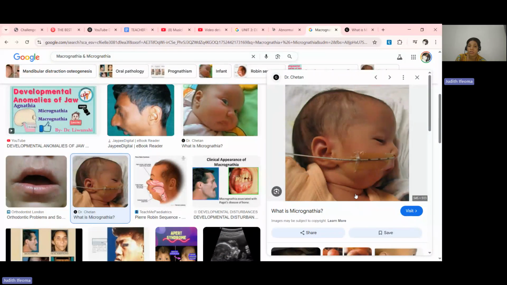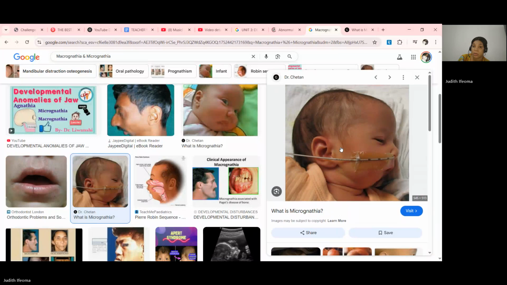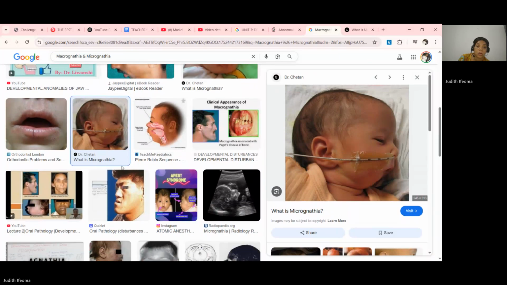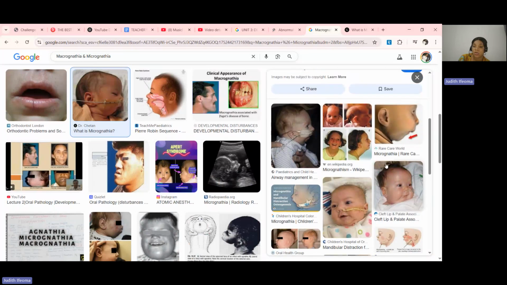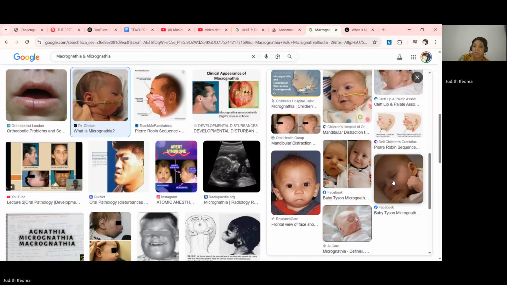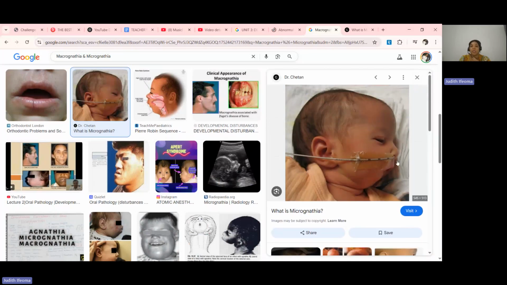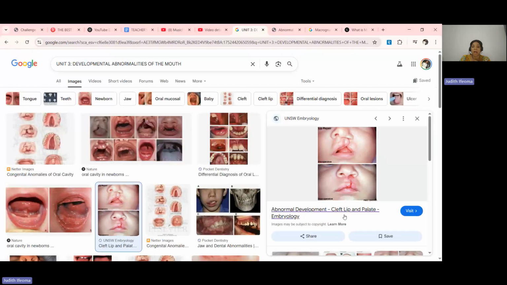Looking at the screen, you're going to see this baby with micrognathia. Micrognathia, that's the small jaw. Now you understand what it is. The one with macro has to do with a big jaw. So you have an idea of what this is. I want to show you this. This is cleft lip palate. Some of us know this already.